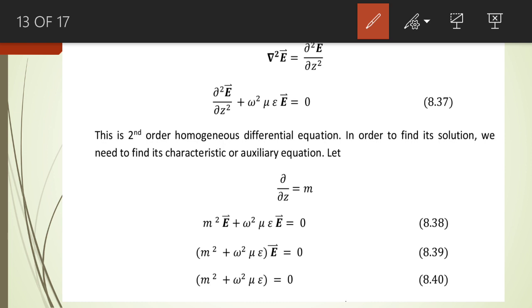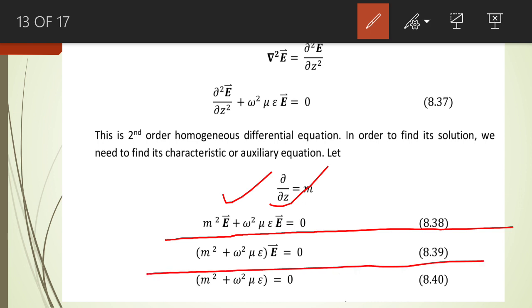So equation number 8.37 can be written as m square E plus omega square mu epsilon E, which is equal to 0. So the electric field intensity on the left hand side of this equation is a common quantity, right? So the same equation can be written as m square plus omega square mu epsilon multiplied by the phasor value of the electric field intensity will be equal to 0.